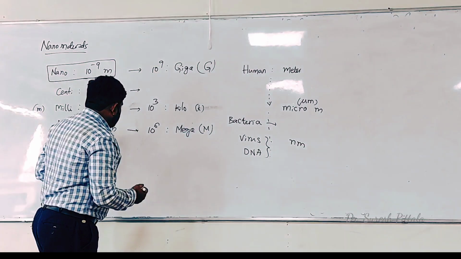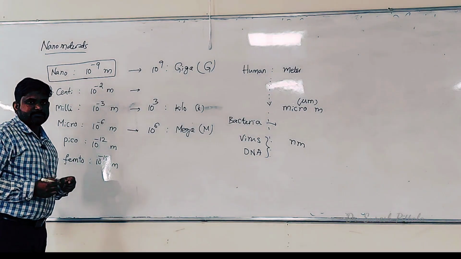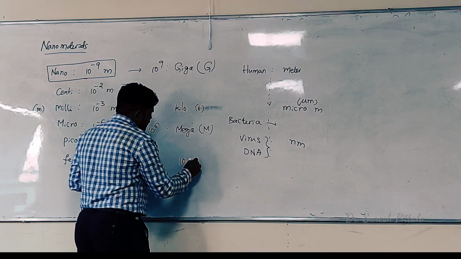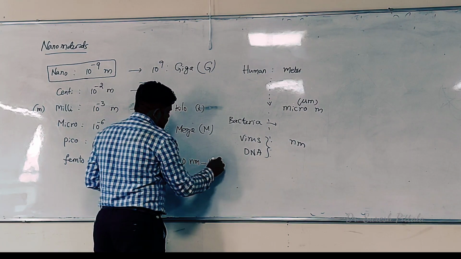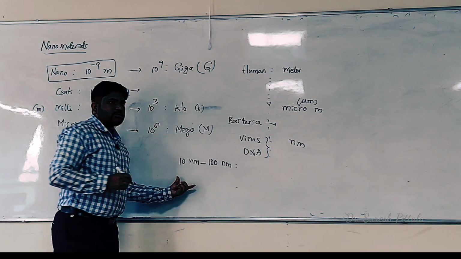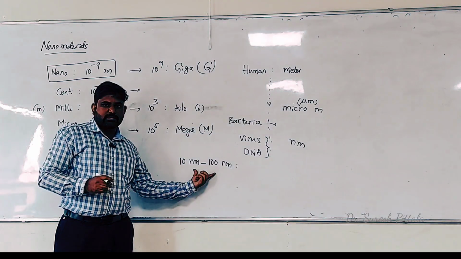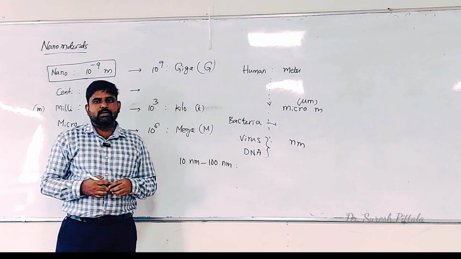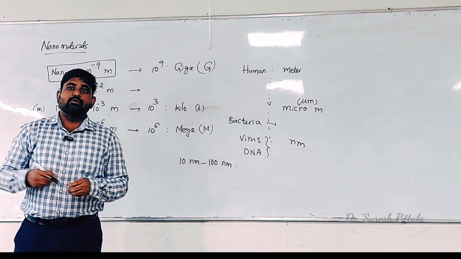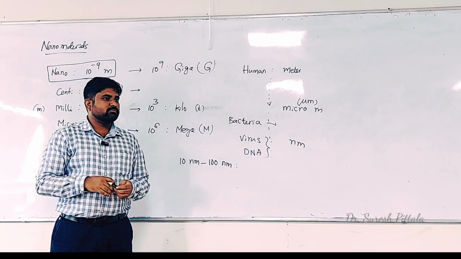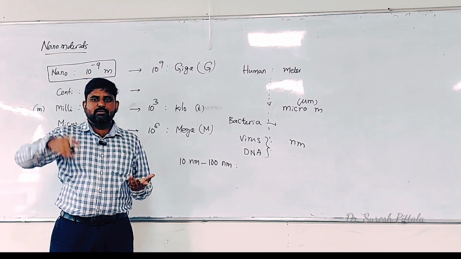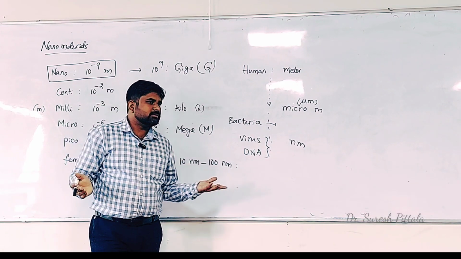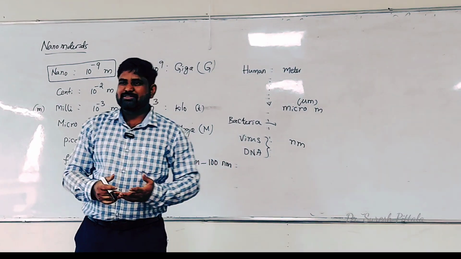So what is the scale range? 10 power minus 9 meters. Or, more specifically, you need to study between 10 nanometer to 100 nanometer. The study of science at this length scale is nanoscience, and the technology at this length scale is nanotechnology. 1 kilometer also you can express in terms of nano, because you can divide and multiply using 10 power minus 9. But 1 lakh nanometers doesn't make sense, it is a bigger number actually.